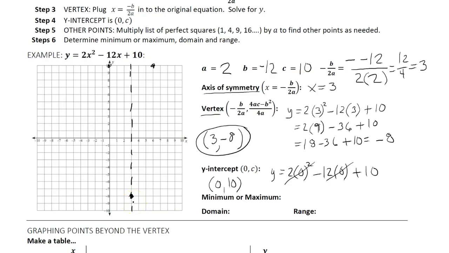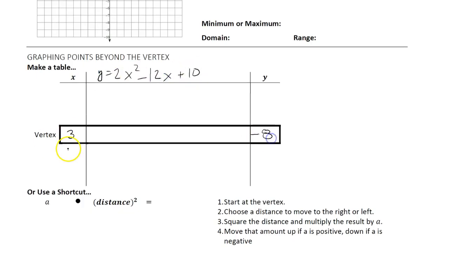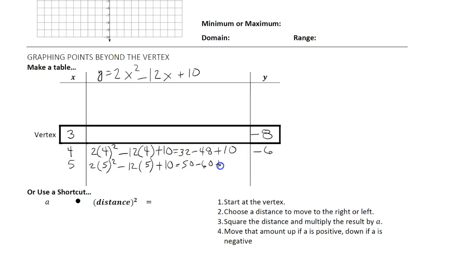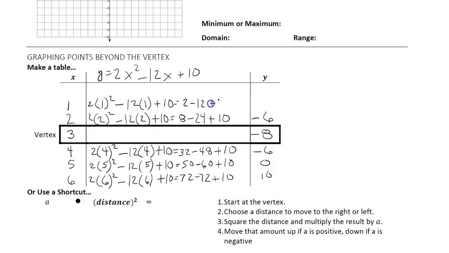To find more points, we're going to use a table. Start with the vertex. Fill in numbers close to the vertex. Y equals 2 times 4 squared minus 12x plus 10, 32 minus 48 plus 10. Be careful of PEMDAS. Going the other way, the values should be the same since the parabola should be symmetrical. Graph the points.